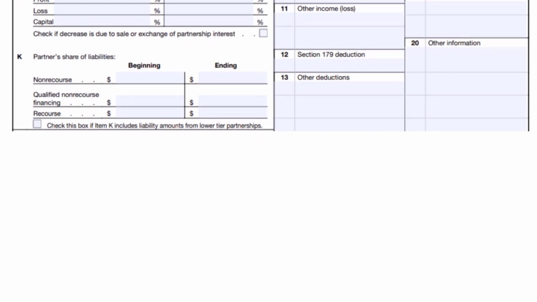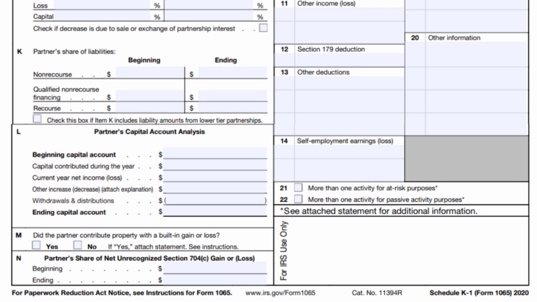And in item L, you will tell the IRS how much capital you had in the business at the beginning of the tax year, how much you put in during the year, whether your share of capital decreased or increased, any withdrawals or distributions you made, and how much capital you ended the year with. And in item M, you need to check yes if you contributed property with a built-in gain or loss to the partnership this year. Remember that the IRS defines a built-in gain or loss as the difference between the fair market value of the property and your adjusted basis in the property at the time it was contributed into the partnership.